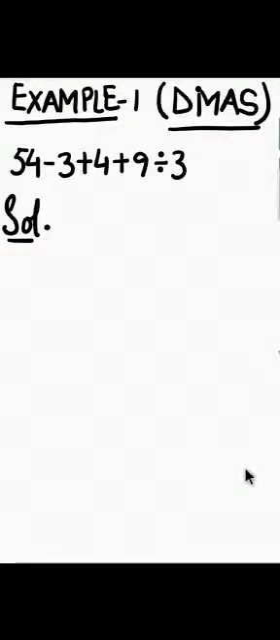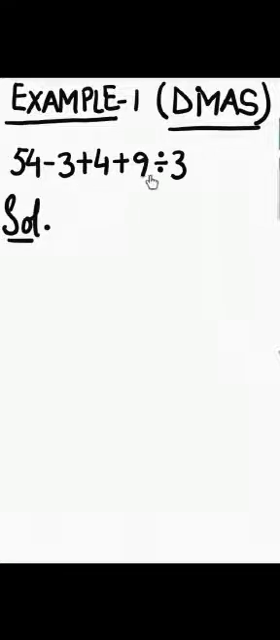Now, how to simplify a mathematical expression? Here is an example in front of you all. 54 minus 3 plus 4 plus 9 divided by 3. Let's see how to solve it. You should remember that to simplify a mathematical expression, you have to follow the rule of DMAS. That means first we will do division, then multiplication, then addition, and then subtraction.